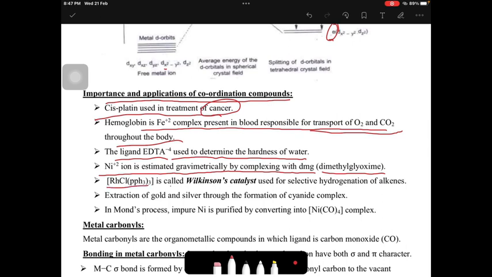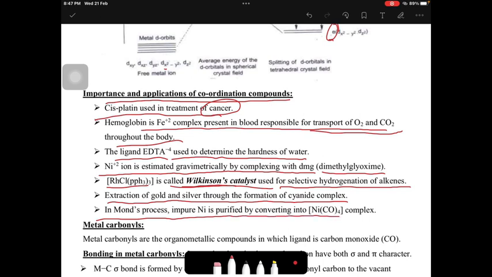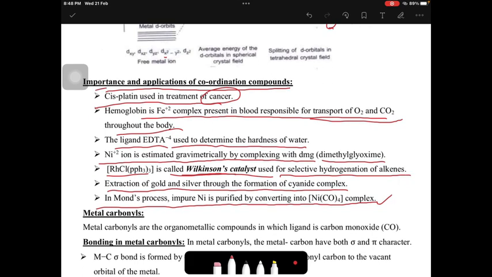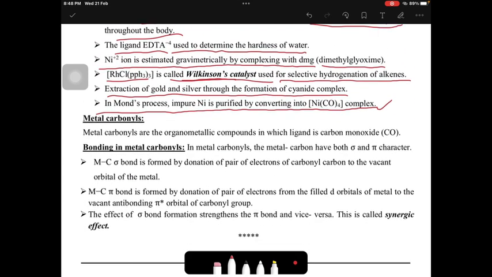Rhodium complex is Wilkinson catalyst, used for selective hydrogenation of alkenes. Extraction of gold and silver through the formation of cyanide complexes. In Mond's process, impure Ni is purified by converting it into the Ni(CO)4 complex. These are all the applications and importance of coordination compounds.